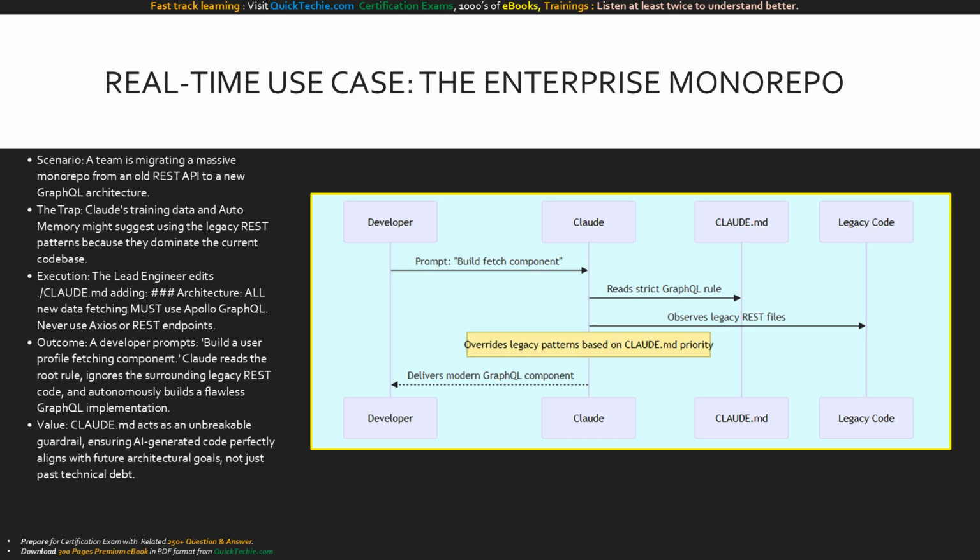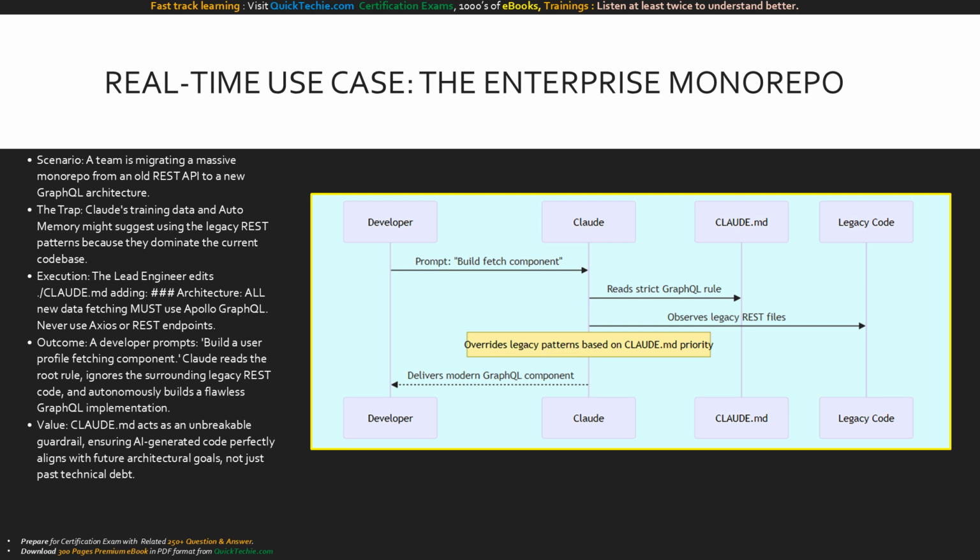Let's see this in a real-time, high-stakes use case, the enterprise monorepo migration. Imagine your company is migrating from an old REST API to a modern GraphQL architecture. The trap here is that Claude's training data, and even the existing files in your repo, will heavily bias it toward using the old REST patterns. How do we fix this?